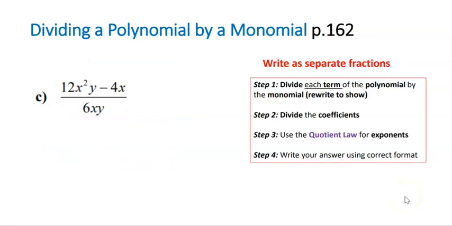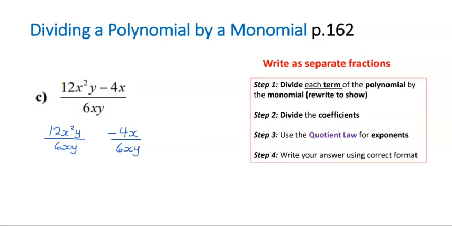For this last one, you can give it a try. You have everything divided by 6xy. So give that a try and see what happens when you divide that second term by y. Okay, so we're going to follow the steps here. We're going to write the terms out separately. We're going to divide the first term by xy, and the second term, negative 4x divided by 6xy.